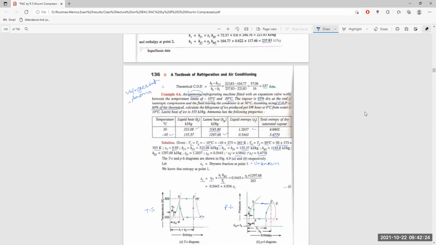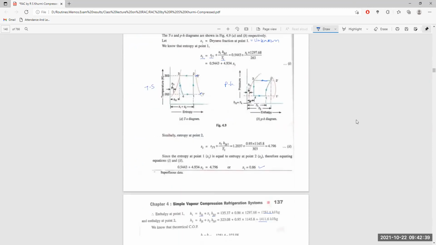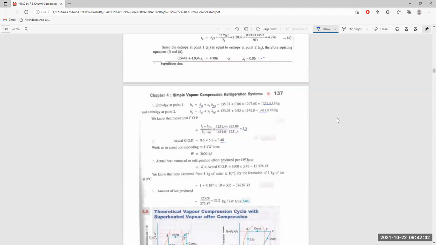Next, what we are supposed to do here is calculate the kilograms of ice produced per kilowatt hour at 0 degrees centigrade from water at 10 degrees centigrade. The latent heat of ice is given to us. So we have got the actual COP here, 3.48, and now we have to find the work spent corresponding to one kilowatt hour, which is 3600 kilojoules in 1 hour.